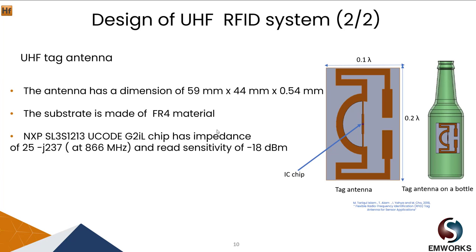So now let's talk about the tag antenna. The tag antenna is a modified meander structure with a semicircular feeding network. At the terminal of the feeding network, we have the IC chip. The IC chip has an impedance of 25-j37 at a frequency of 862 megahertz. The sensitivity of the chip is -18 dBm, which is equivalent to -48 dBW. On the right hand side, we can see a picture of the tag antenna, which is attached to a bottle.